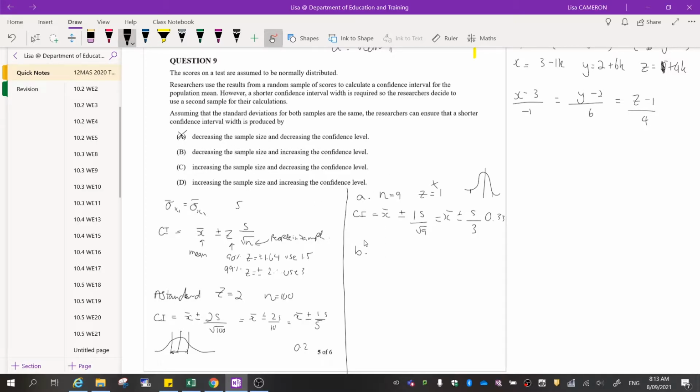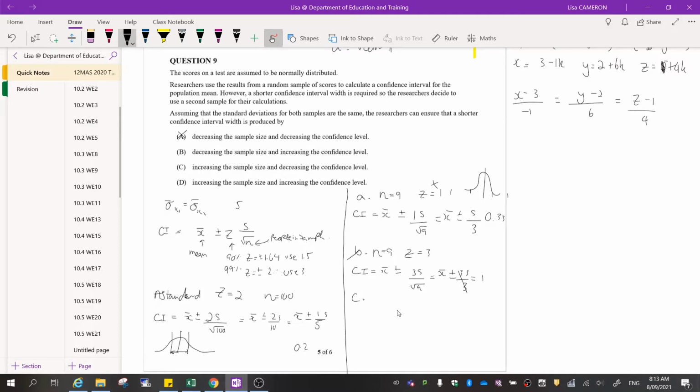Okay, B. Decreasing the sample size, so again, let's let n equal 9. Increasing the confidence, let's let z equal 3. Substitute our values in. Our confidence interval is equal to our mean plus or minus 3S over the square root of 9, which is x plus or minus 3S over 3, which will cancel out to be S. Definitely not smaller. If that's 0.3 in between here, 1 includes all the way over here and here.